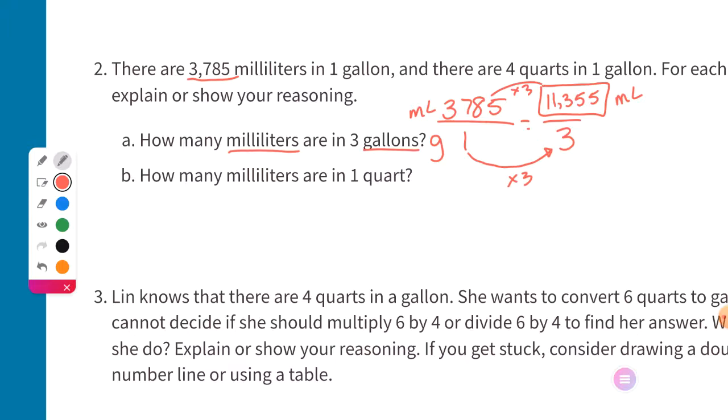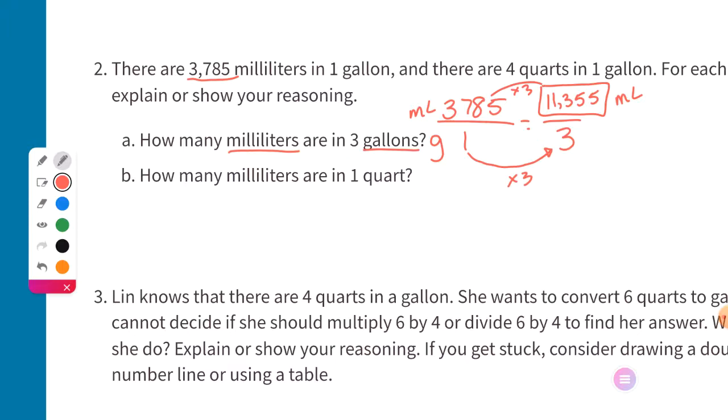Who thinks they got the next one right without help yesterday? Okay, Hallie, what did you do? I did the milliliters and gallons, so I did 3,785 over 1. Okay. And then if I divided 1 by 4, you would get 1/4, which is 1 quart. And then you divide 3,785 by 4, you get 946.25.